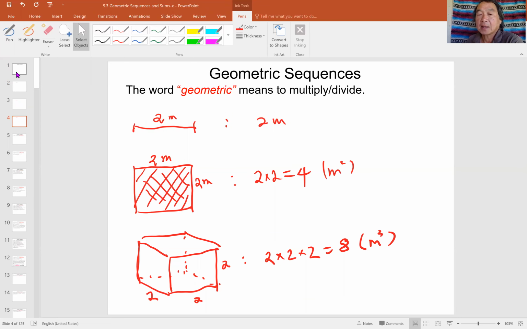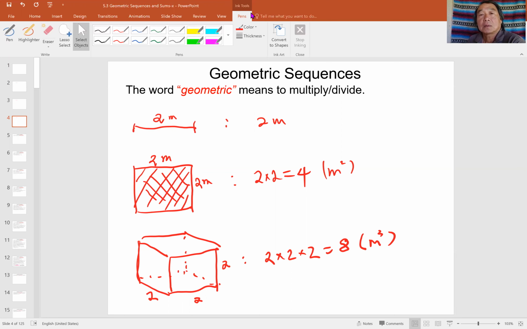How much can I pack inside it? Well, the answer is 2 times 2 times 2 again. It's going to be 8. And that's what the word geometric means. It came from measurements in geometry. So they produce this type of numbers.